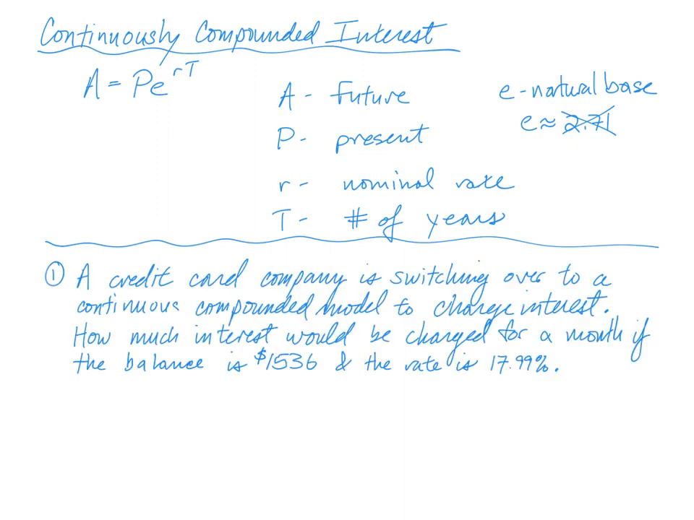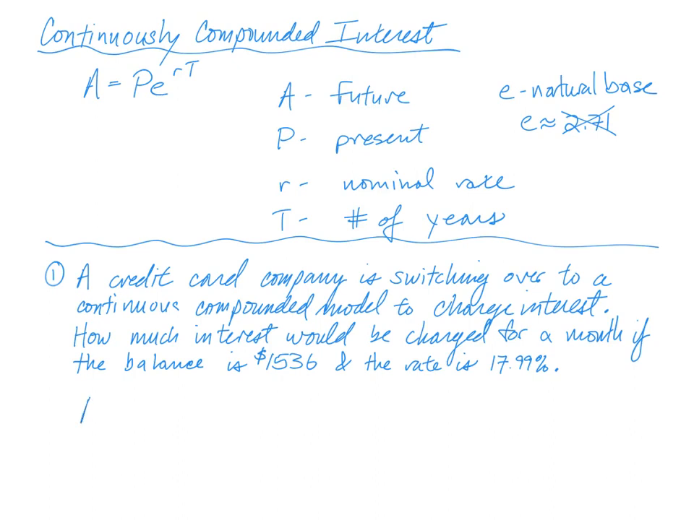A credit card company is switching over to a continuous compounded model to charge interest. How much interest would be charged for a month if the balance is $1,536 and the rate is 17.99%? All right, so this question is asking how much interest would be charged. So in order to figure this out, we would still have to go through and find A. So let's do that first.